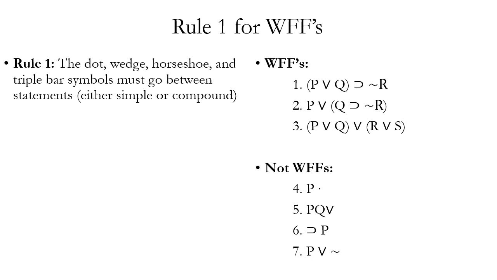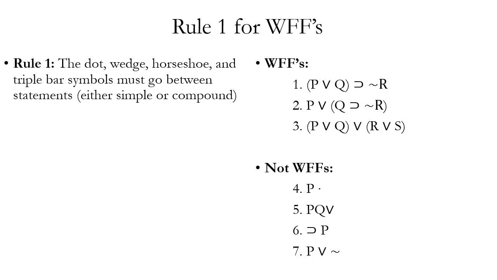So at the top are some examples of well-formed formulas. In the first one, we see the parentheses, P, wedge, Q, and parentheses, horseshoe, tilde, R. And you can see that all of the operators, the wedge and the horseshoe, go between statements, either simple or compound. The wedge goes between two simple statements, P and Q, and the horseshoe goes between two compound statements. On the left is P wedge Q, and on the right is tilde R. We'll talk about the rules for parentheses just in a sec.